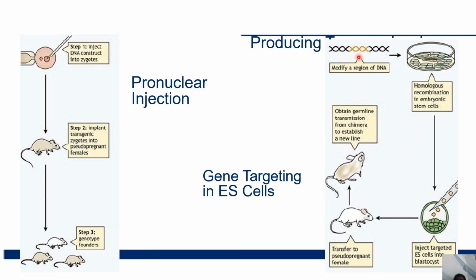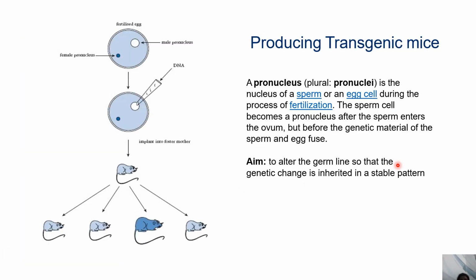So basically, if you modify a region of the DNA through homologous recombination in embryonic stem cells, they can be injected into the blastocyst, transferred to a pseudo-pregnant female, and then you obtain germline transmission from the chimera to establish a new line.